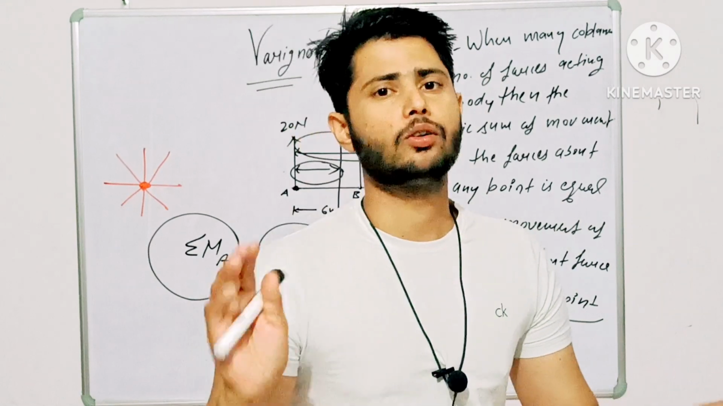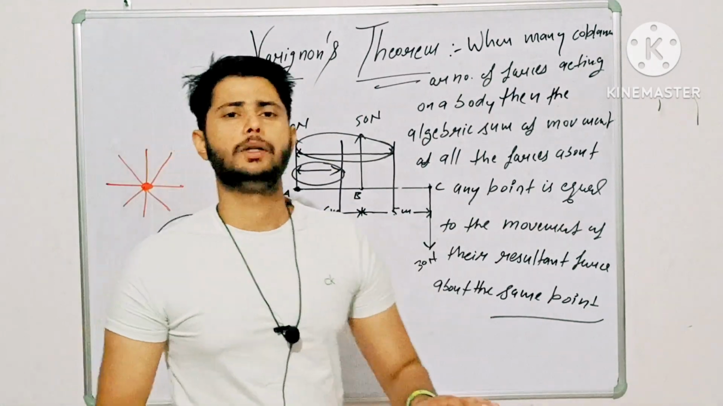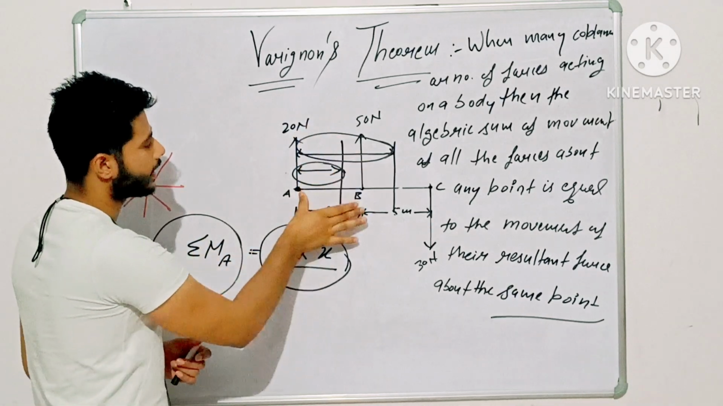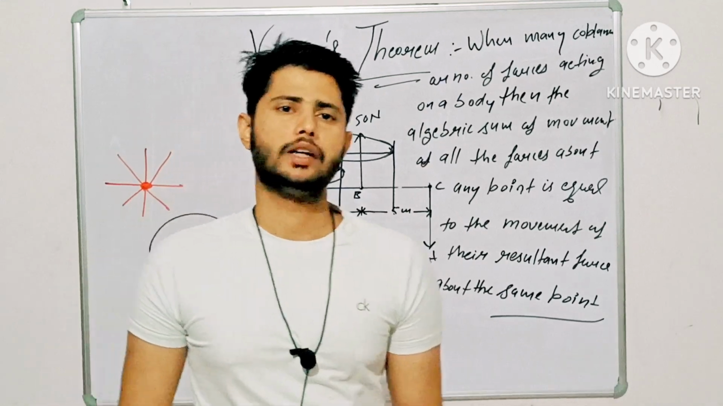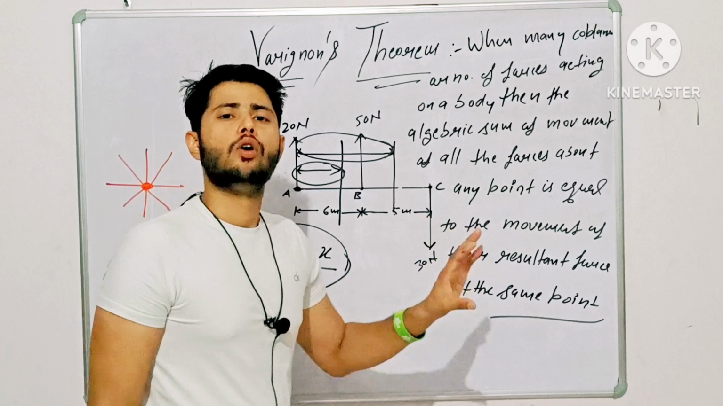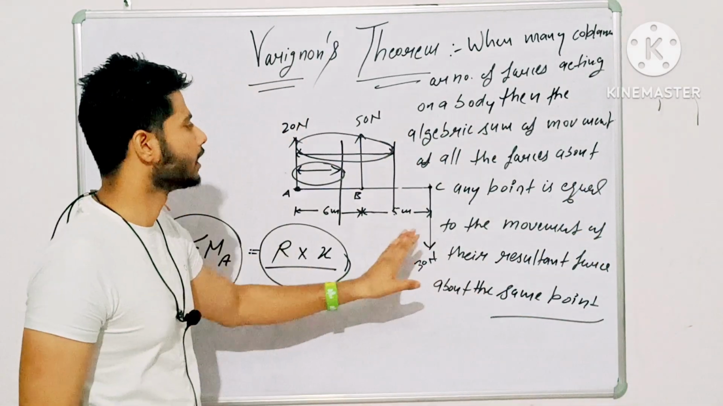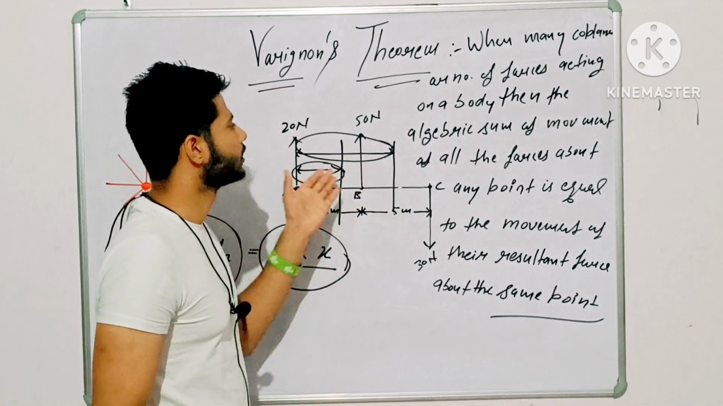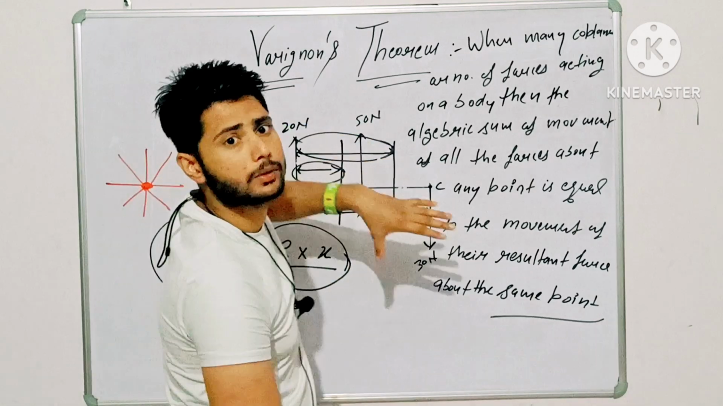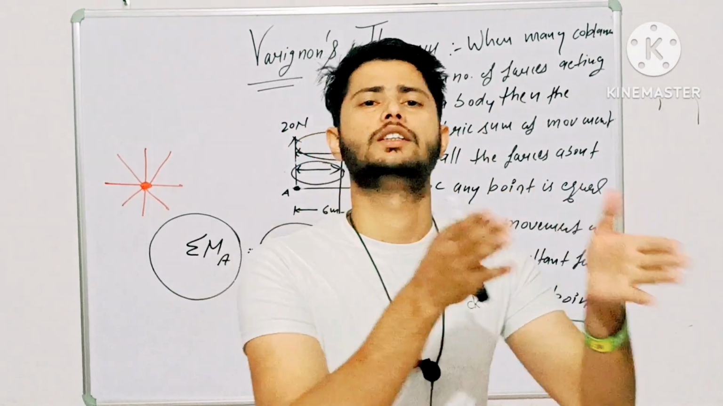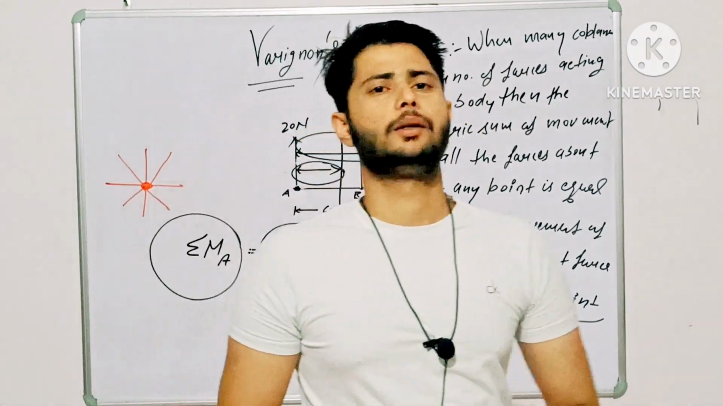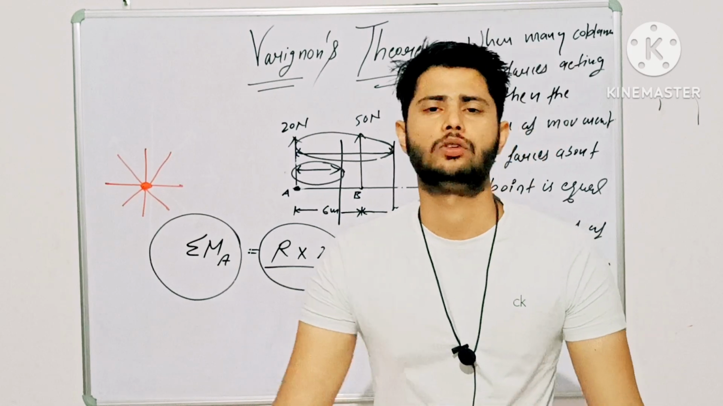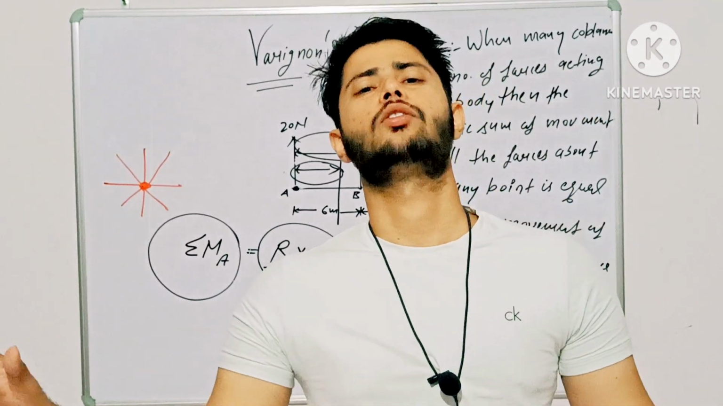I am trying to explain again, one more time. If we take the algebraic sum of the moments of all these forces about point A, or B, or C, you can choose any point, that will directly equal the moment of the resultant force about the same point. This gives the direct position, the perpendicular distance from point A, point B, or maybe point C. So this was all about Varignon theorem, which is used in a non-concurrent coplanar force system only. In a concurrent coplanar force system, there is no work for Varignon theorem.